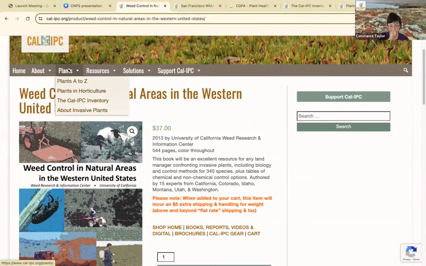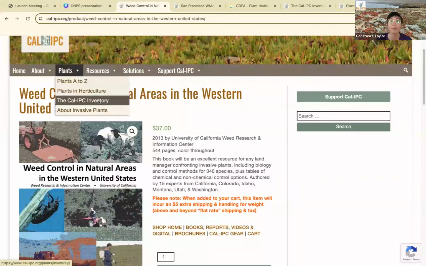So here is how you get to the inventory. There are 3 different lists: plants A to Z, plants in horticulture, and the Cal-IPC inventory. The Cal-IPC inventory and plants A to Z are the exact same list. The only difference is that plants A to Z is listed with thumbnail photos of the species. The Cal-IPC inventory is text only as far as the initial page you get to. Also, plants A to Z loads a lot faster as a page than the Cal-IPC inventory.